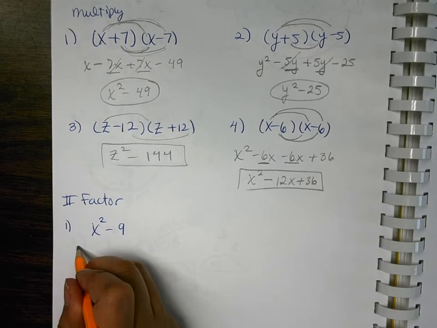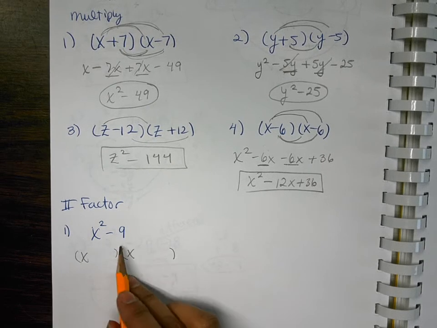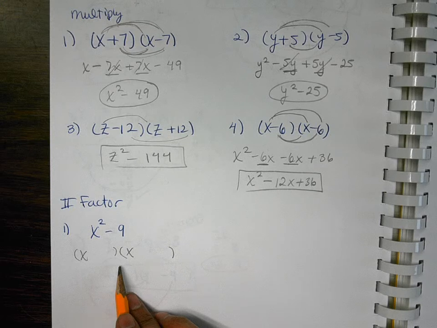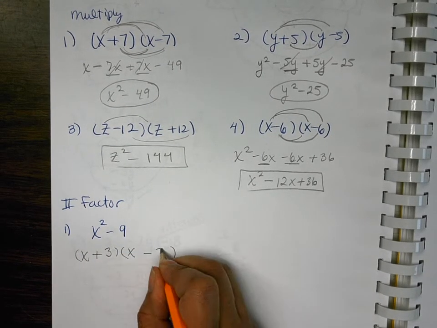Okay, double bubble. X and x to get the x squared. And what are my signs going to be? Plus, plus, minus, minus, or one of each? Plus, minus. The square root of 9 is 3, and 3, and you're done.